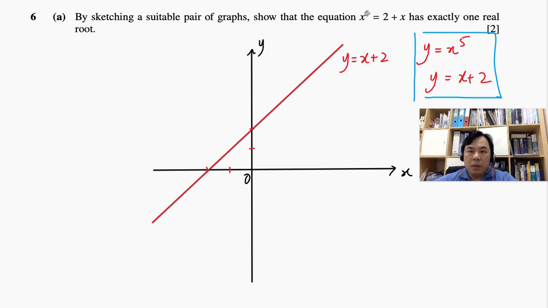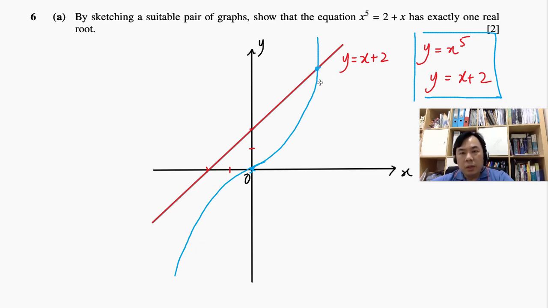Now the second graph would be y equal to x5. That is harder to draw at this point. We know that this graph definitely passes through the origin. Now as x increases, because this is the power of 5, it will increase tremendously. As x decreases in the negative direction, it will also decrease tremendously. So the shape of this graph would look something like this.